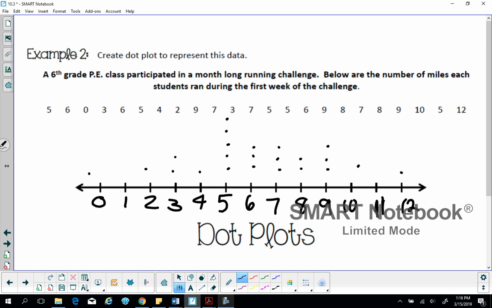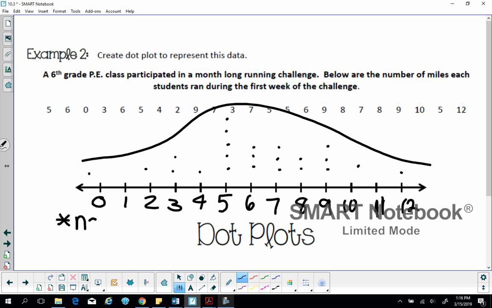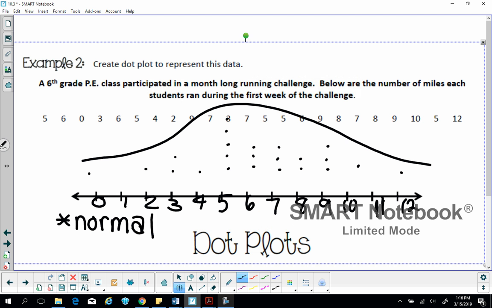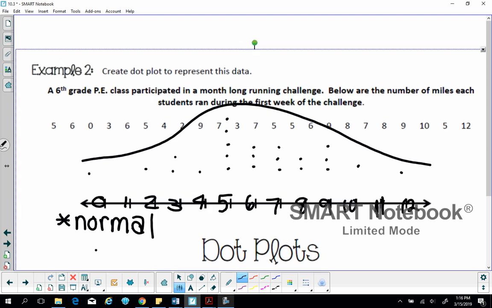Yep, so it's not perfect, but if it looks like a wave, we know what type of distribution it is. Remember, normal. Normal distribution.